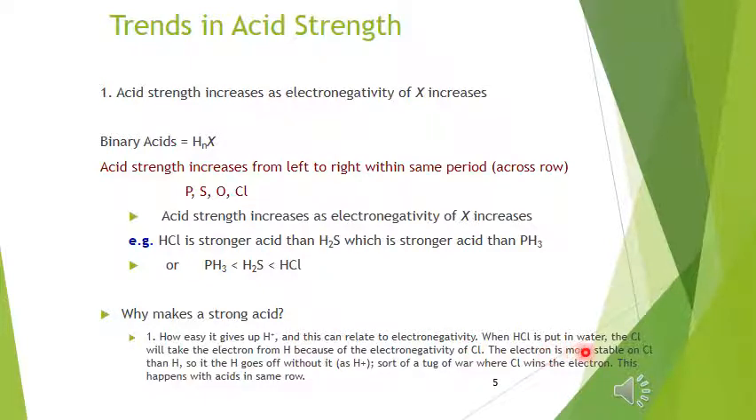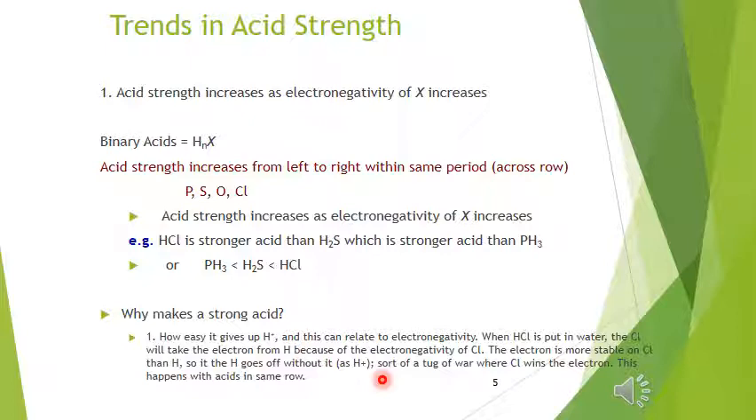And the electron is actually more stable on the chlorine than it was on the hydrogen because chlorine pulls it really close. So the H goes off without it as H plus. And the H plus may try to come in and grab a hold of that electron, but the chlorine wins because it has a stronger electronegativity. And so it keeps it in place.